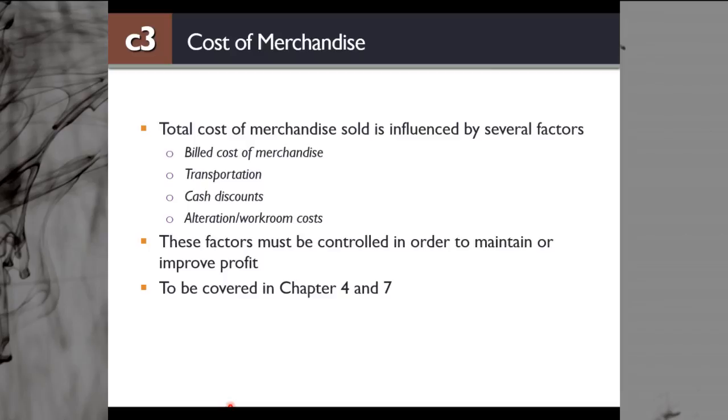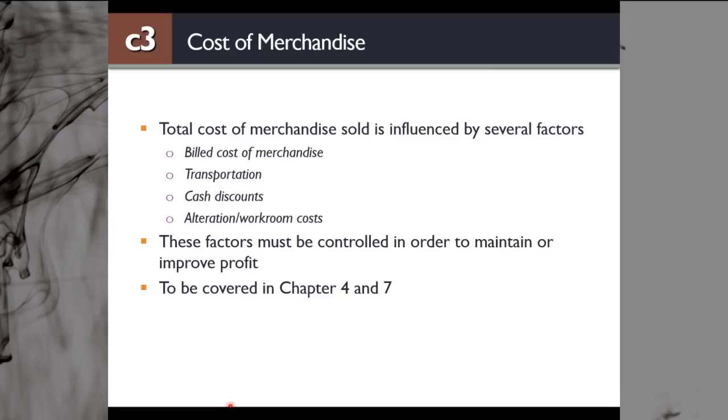Total cost of merchandise sold is influenced by many different factors, and that can include billed cost of merchandise, transportation, cash discount, alteration, or workroom cost. Because any cost involved to purchase the merchandise is called the cost of merchandise sold. First, of course, to buy the product, the billed cost of merchandise is the actual price for the merchandise. And transportation, oftentimes the retailer will pay, but you also have to check that out. If that's part of it, that's going to be a cost involved in the cost of merchandise sold.